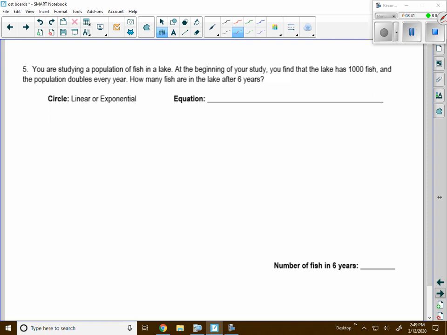First, we need to decide what type of function we have. If we see the word doubles, that implies that something is multiplying by 2. Doubling is multiplying by 2. So since we're multiplying, we'll be using the exponential function. And here's our general form. We don't need the other form because we don't have a percent. So this will be a great form for us.